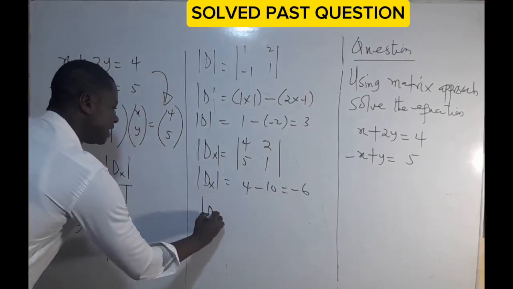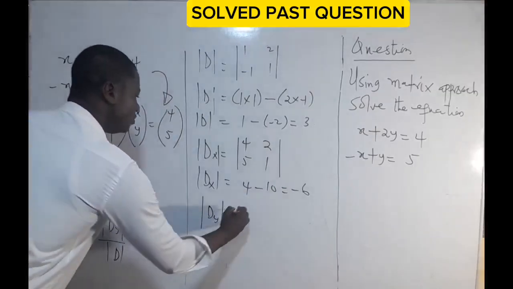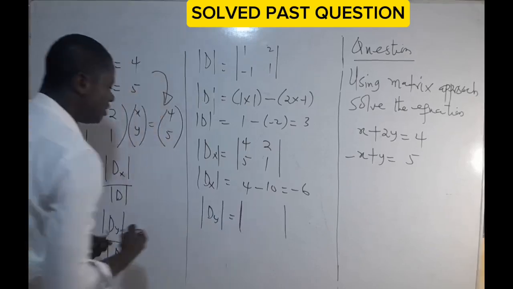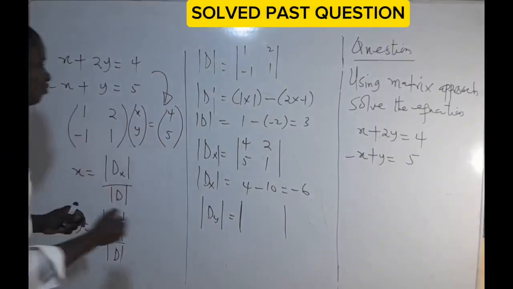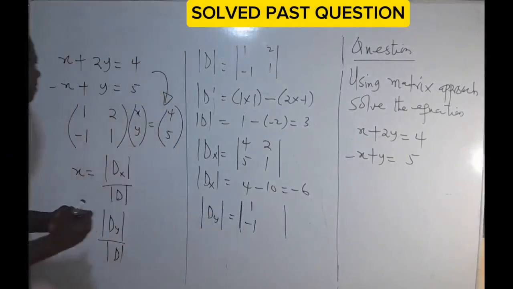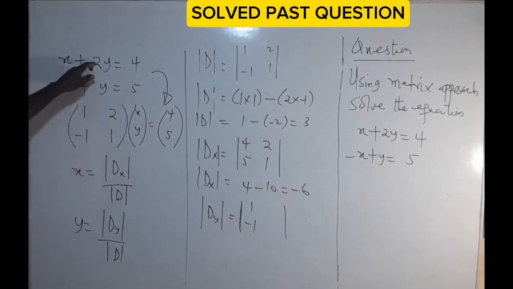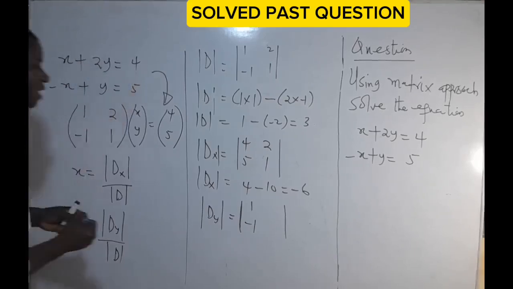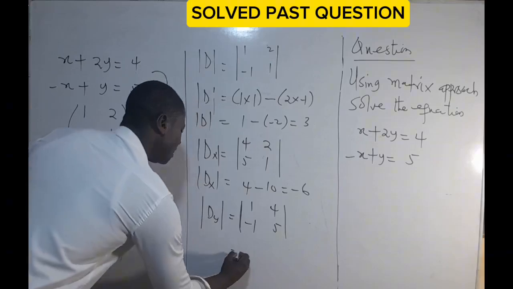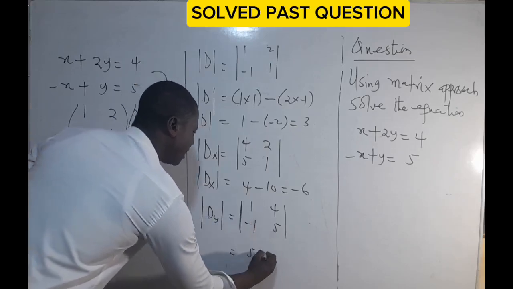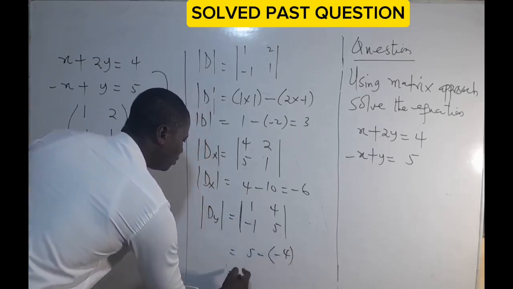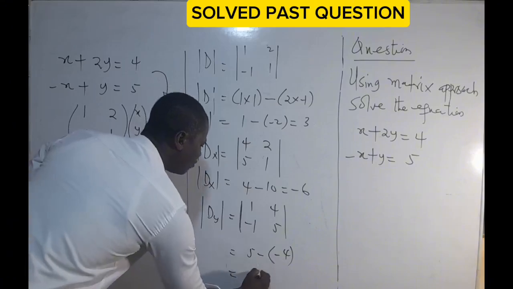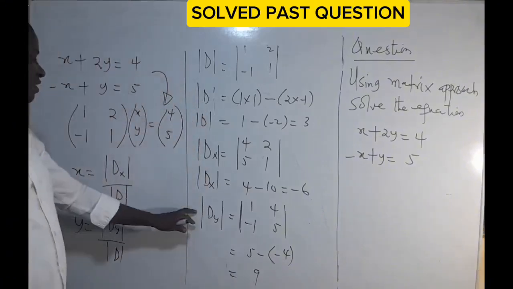How do we find the determinant of dy? Now let's look at this. Because we are solving for dy, the x coefficients will be there. That is 1, minus 1 will be here. But take note that 2, 1 is the coefficient of the y in both equations, so we are going to substitute that by the constants 4, 5. That means we are going to have our 4, 5 here. So the determinant will be 5 times 1, that is 5, minus minus 1 times 4, which gives us minus 4. So this will be equal to 5 plus 4, and that will be 9. So the determinant of dy is 9.